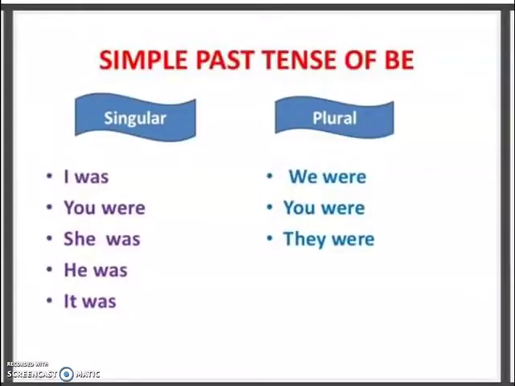This is the simple past tense of the verb to be. We have singular and plural forms. In singular, I takes was, you takes were, she, he, it also take was. We were, you were, and they were.